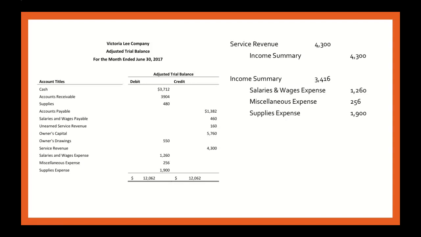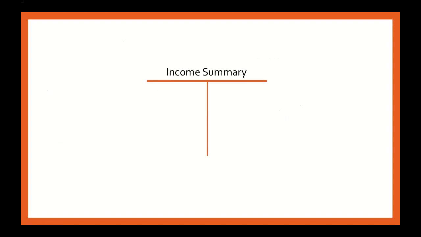Now, the third step was to close our income summary to owner's capital. So we need to figure out what the balance in income summary even is. So we set up a T account. We had a credit of $4,300 and a debit of $3,416. So its balance right now is a credit balance of $884.